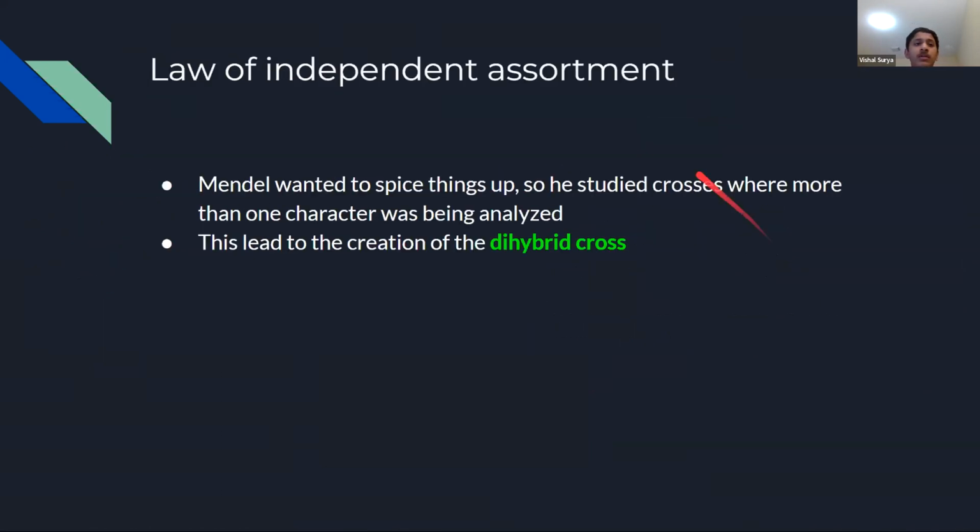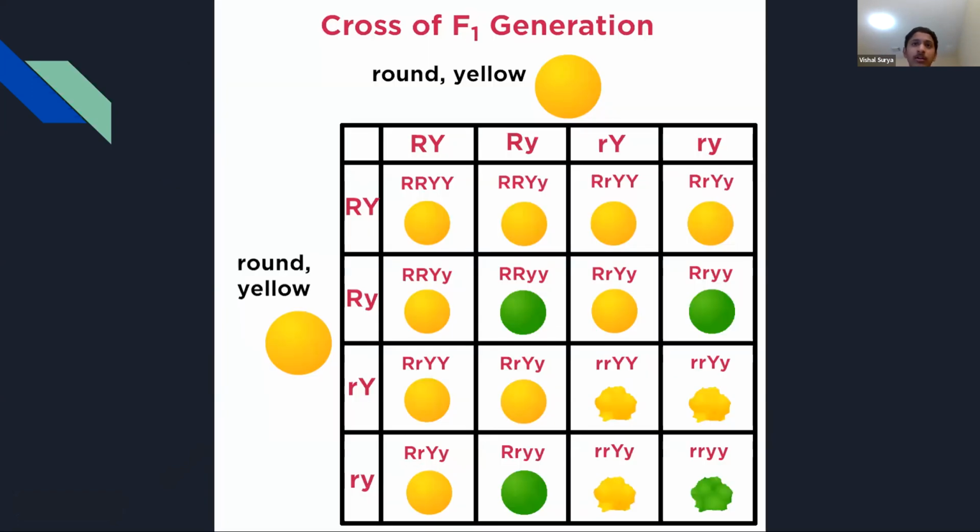All right, so now we'll discuss the law of independent assortment. So Mendel, he wanted to spice things up, I guess. He studied crosses where more than one character or gene or trait was actually being analyzed. This led to the creation of the dihybrid cross. In this one, we're analyzing two genes now at the Punnett square. We have round and yellow, where round is dominant and yellow is dominant as well. So what we do is we take a combination of all the different types of gametes that could be made, and then we do a Punnett square with that.